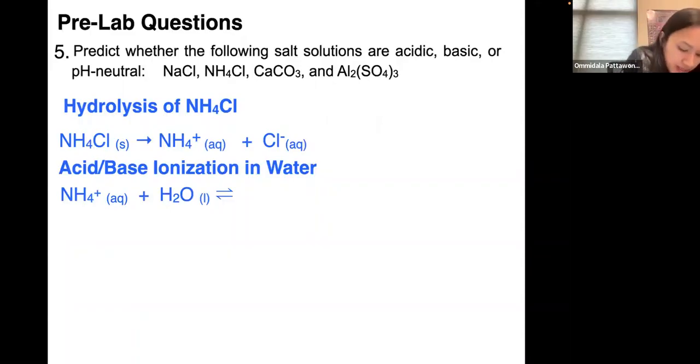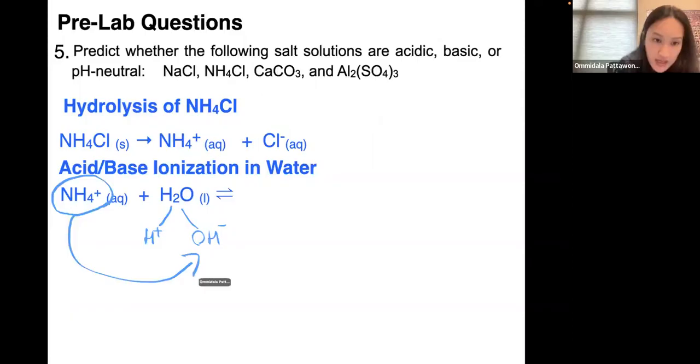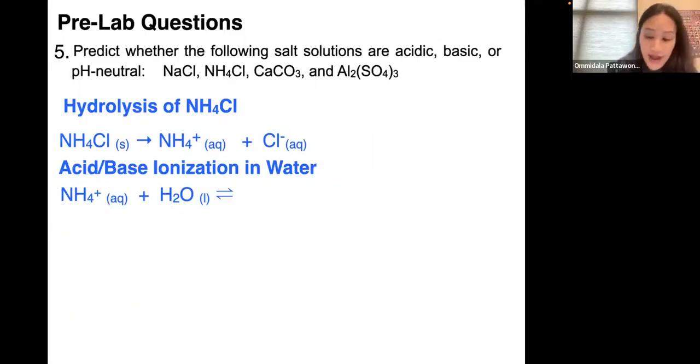In this case, you're going to do the same thing. We know that water would give off either a proton or a hydroxide ion. And clearly in this case, you probably notice that the ammonium ion is positive, so it's going to react with hydroxide. Okay, so it's going to react with the opposite charge. Therefore, the product of this would be NH4OH plus H plus.